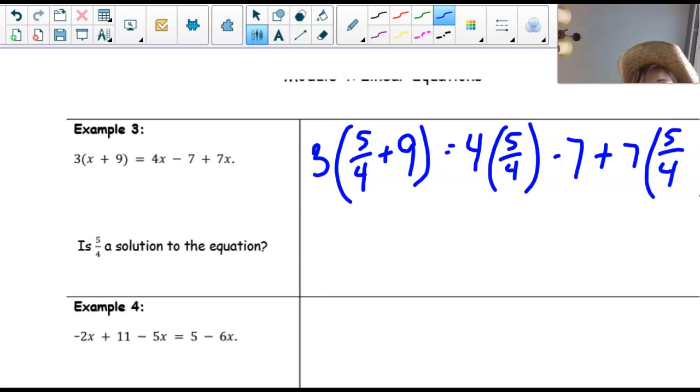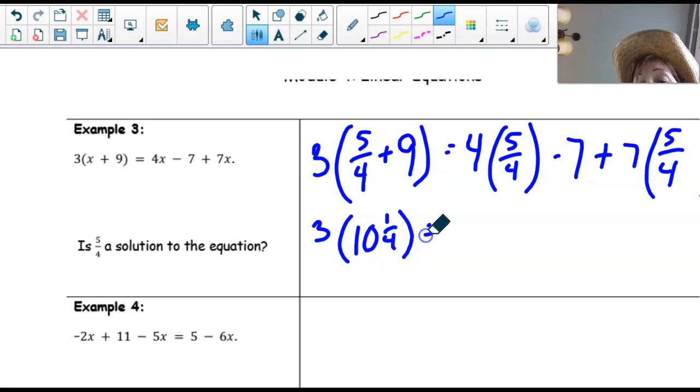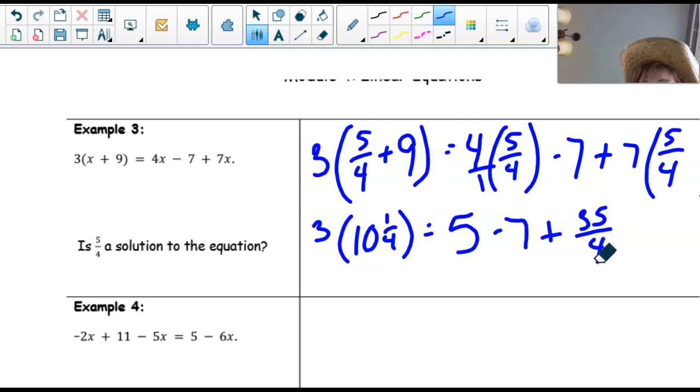Lots of gobbledygook here. All right, so let's just do what's in parentheses first. So 9 plus 5/4, that's really 1 and 1/4, right? So we'll say 10 and 1/4. Is that equal to 5 minus 7 plus 35/4? We'll see how that goes in a second.